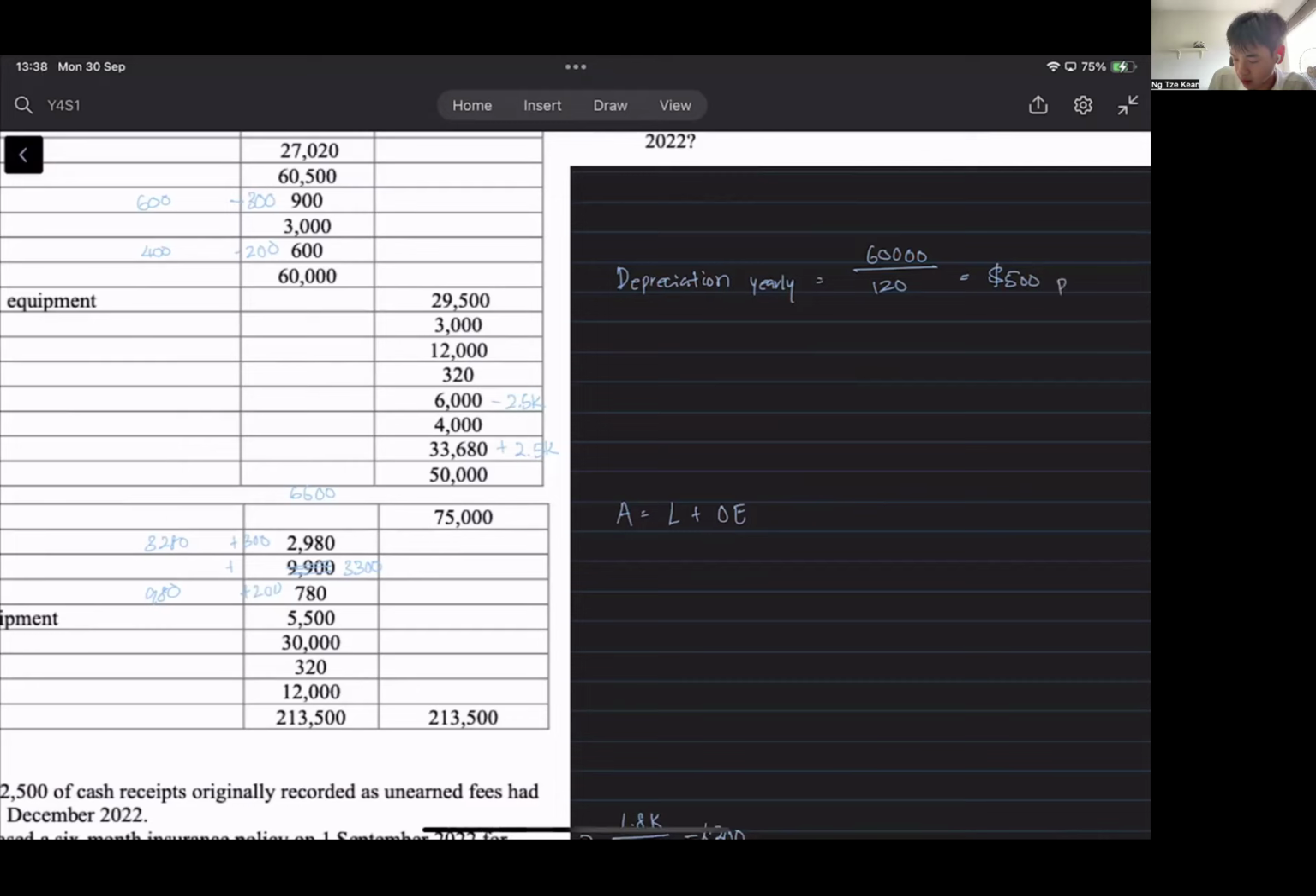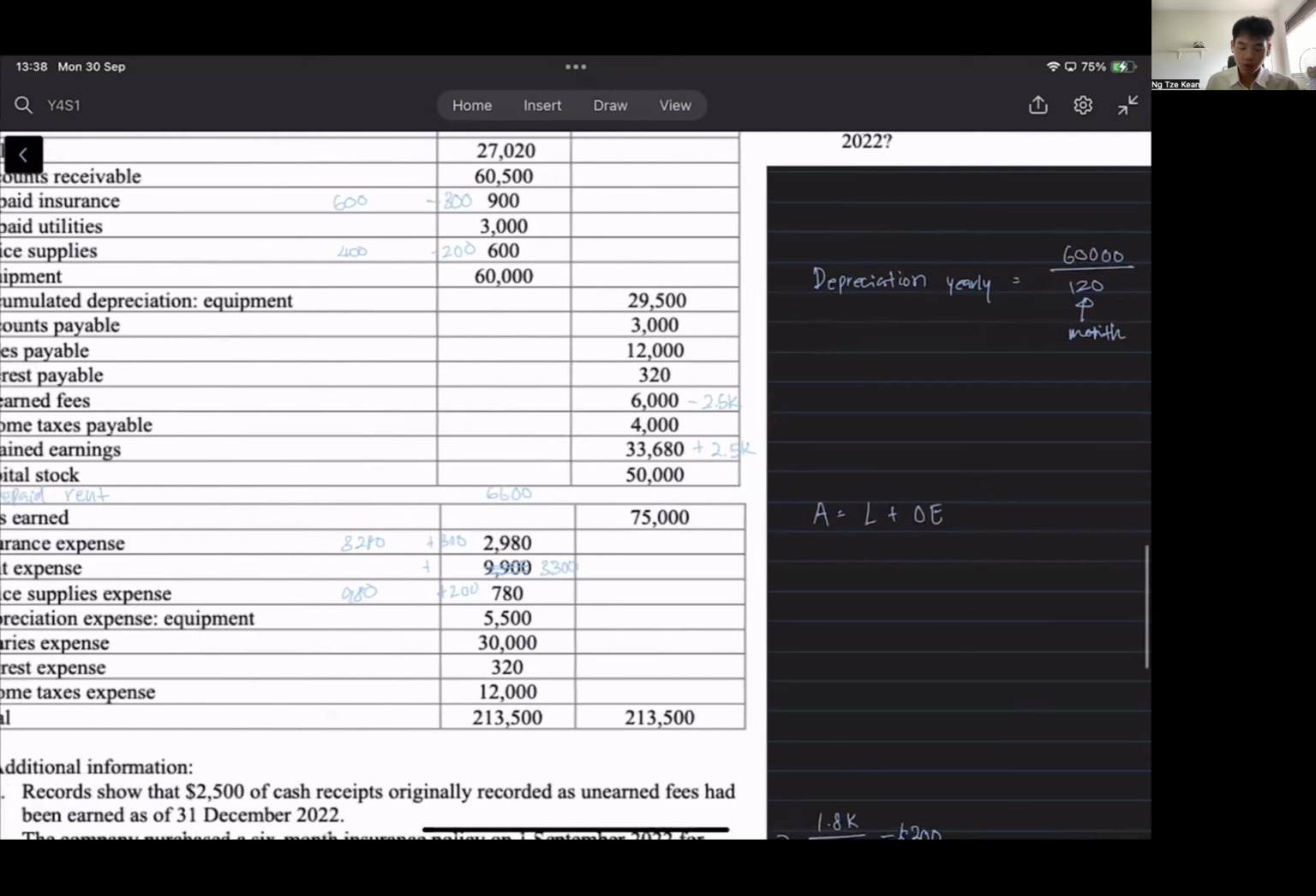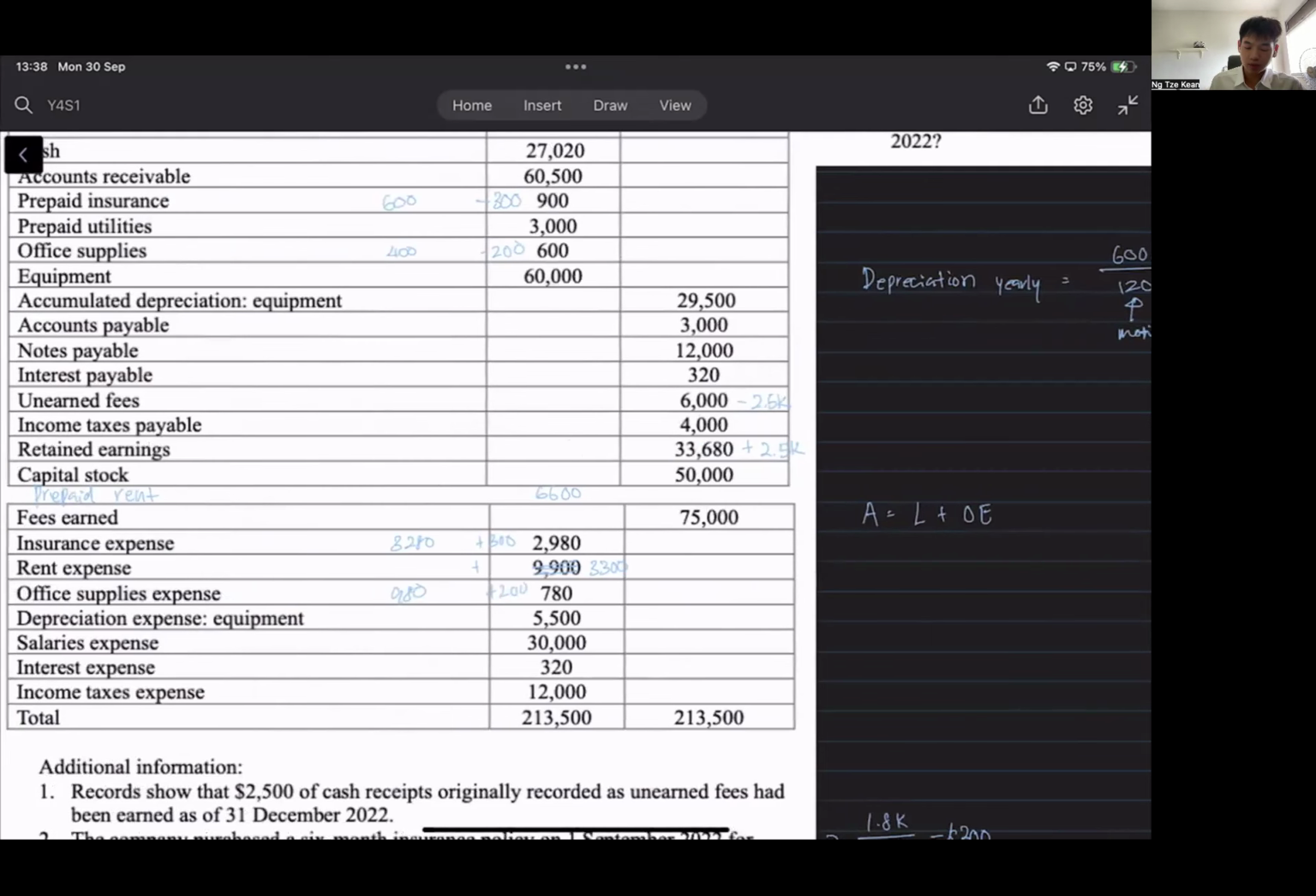Sorry, 500 per month, because we are dividing by the month. So we will have to increase the accumulated depreciation by $500, and we need to recognize that depreciation expense of 500. So this would be 6,000, and we know we have to add 500 here as well, and this will become 30,000.